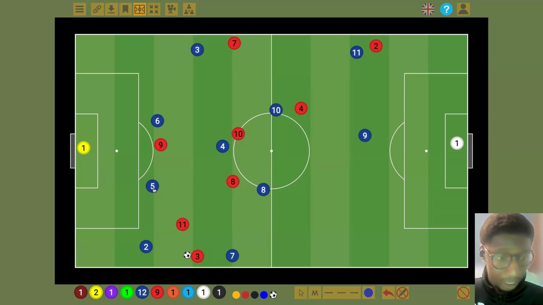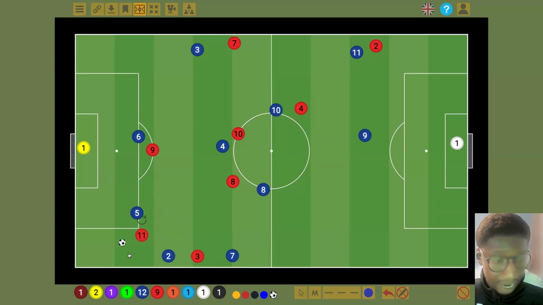Okay. The 5 can then make it a 2v2. So the blue 5 and the blue 2 can make it a 2v2, because the 6 will still track the 9. And then if the 2 goes to the ball, the attacker makes a run, plays a pass, and then the 11, the 2's out of the game, the 7's out of the game, and it's a 1v1.